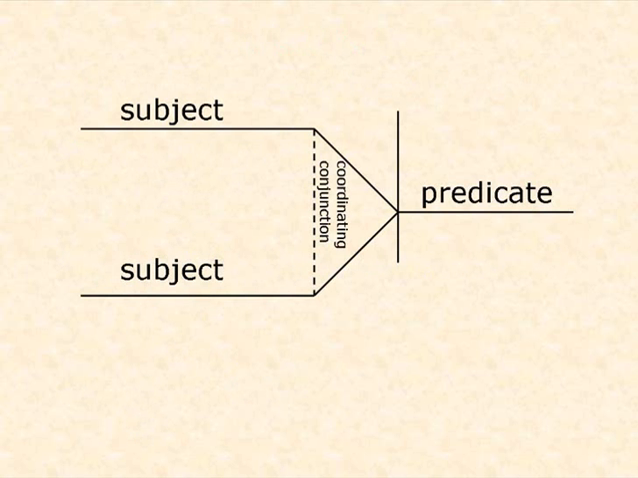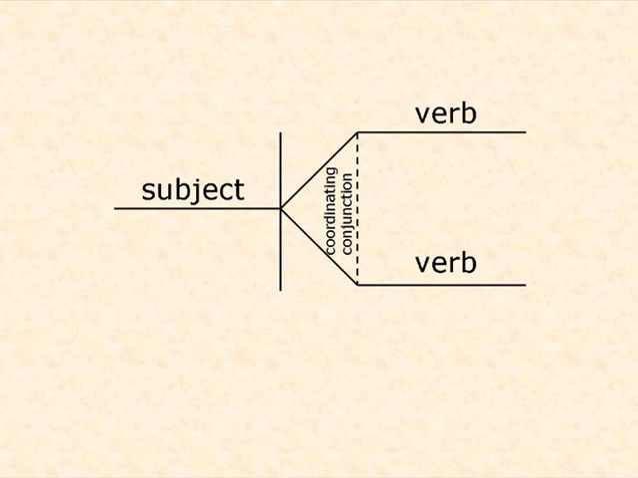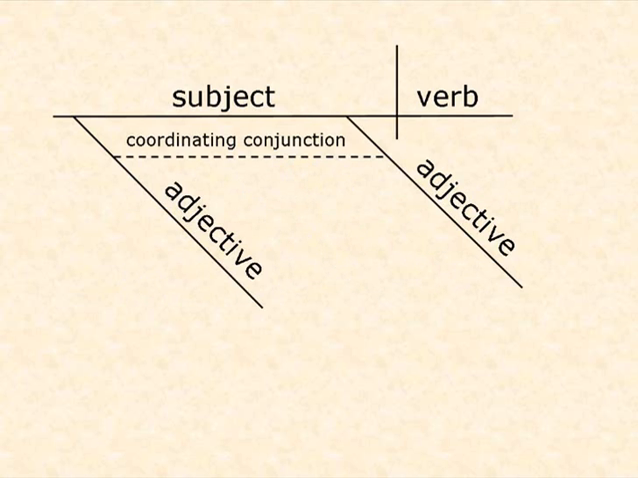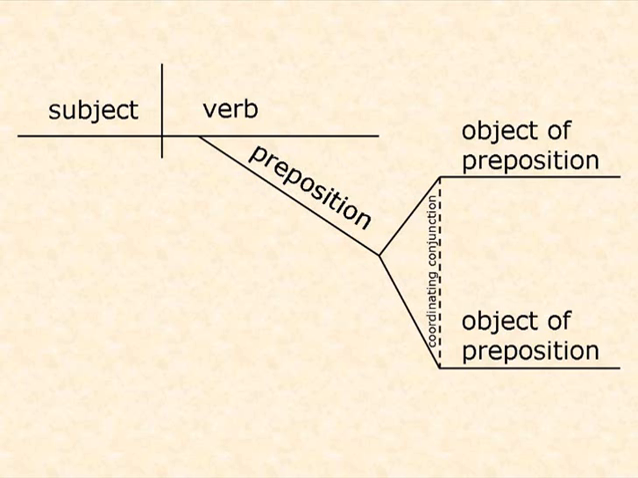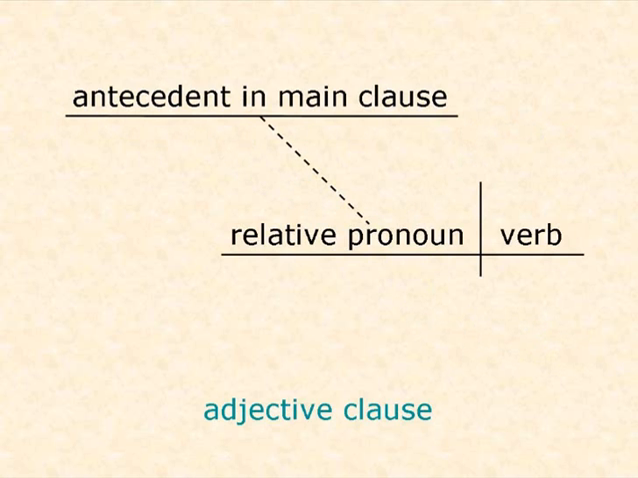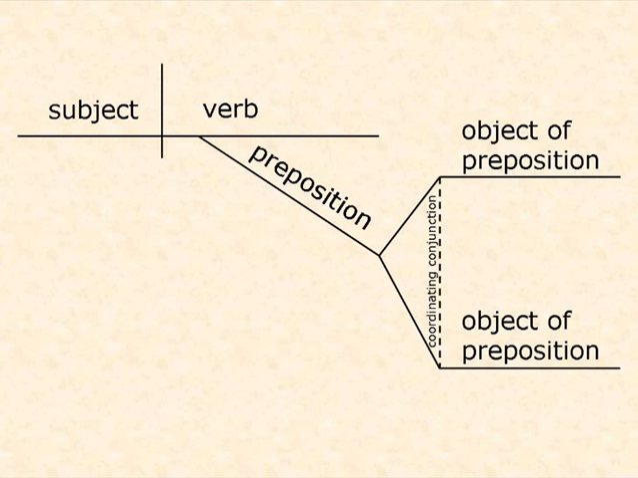Okay, get ready to make some more complicated sentences. We need conjunctions. This slide shows a diagram of a coordinating conjunction connecting a compound subject. See how the conjunction sits on a vertical dotted line. This is a compound verb. This is a compound adjective. This is a compound adverb. And this is a compound object of the preposition. Note how coordinating conjunctions go on vertical or horizontal dotted lines, but never slanted.